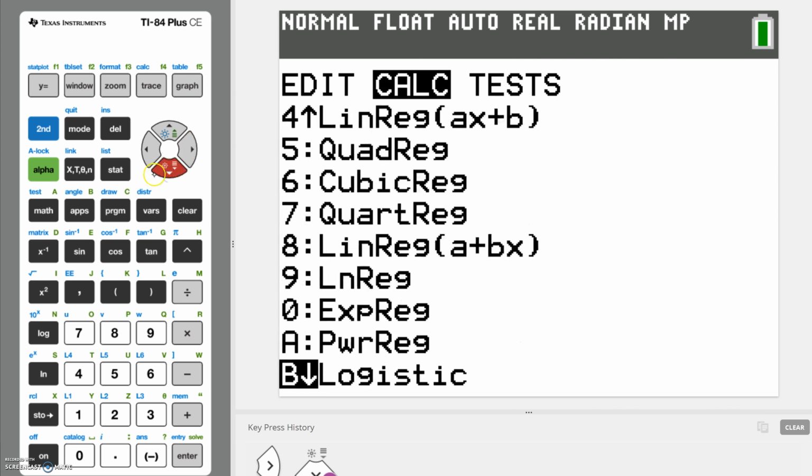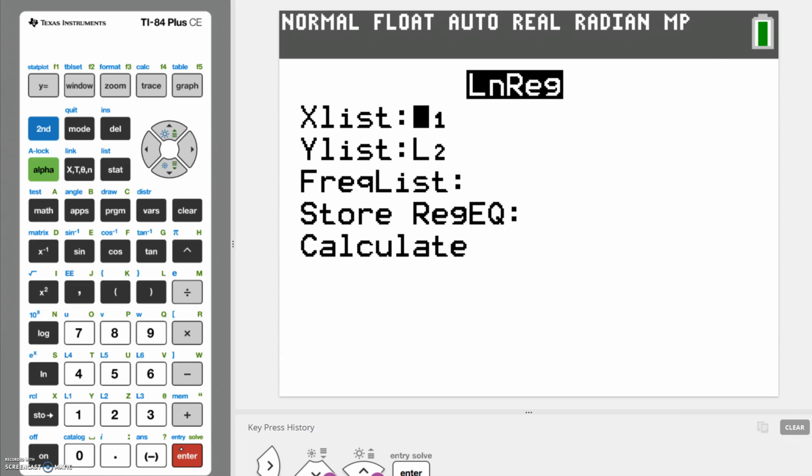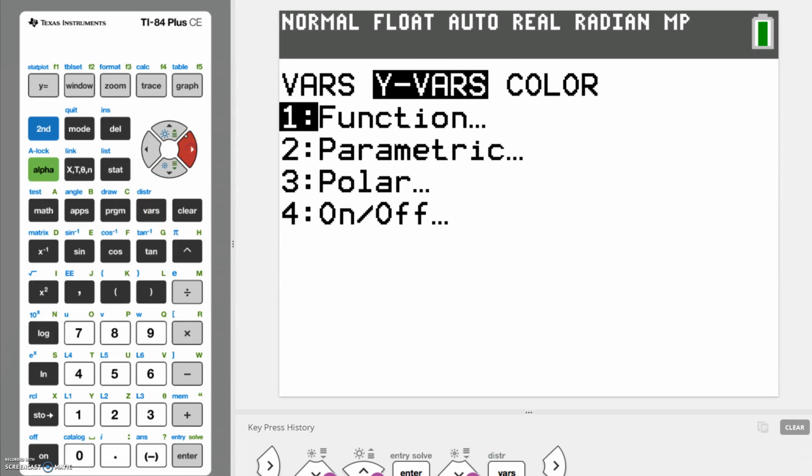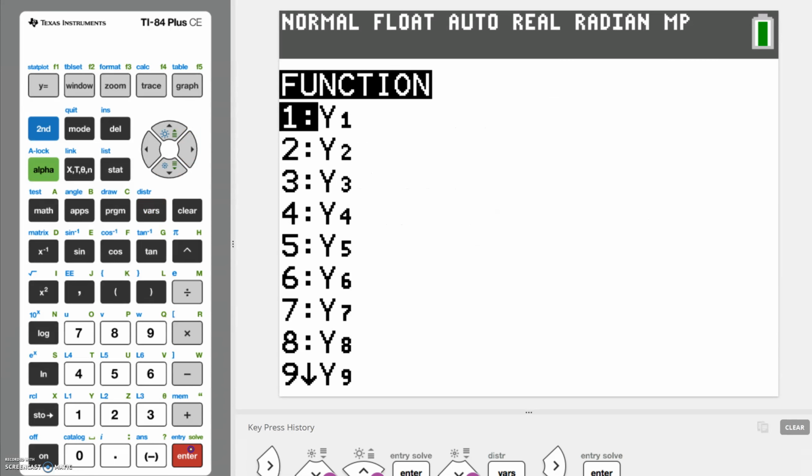Again, remember earlier we did exponential regressions and we did logistic. Don't confuse logistic with logarithmic. So you want to pick this number 9 right here, the natural log regression. So make sure you have your two lists chosen. Store the regression equation into Y1. Remember, those of you without the new operating system will just have to do natural log regression and then vars, y-vars, function, y1.